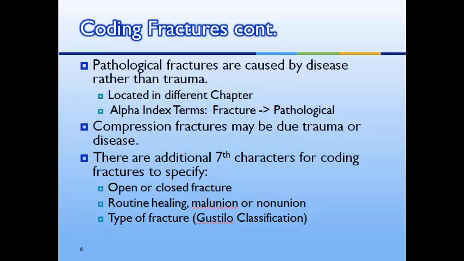Some of the additional characters specify open or closed, routine healing, malunion or non-union, and the type of fracture with the Gustilo classification. And don't worry, most physicians don't document to this Gustilo classification either. But it is important to remember the terms for malunion and non-union. Malunion means the fracture is healed but not aligned properly, and non-union means the fracture hasn't healed at all.